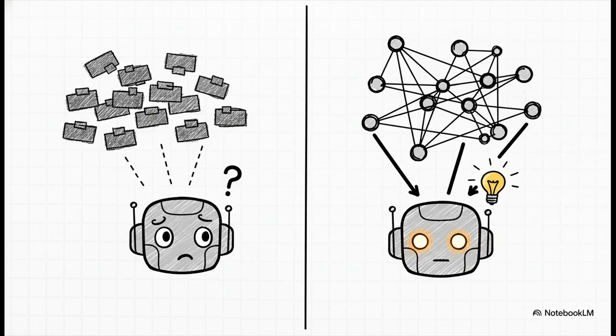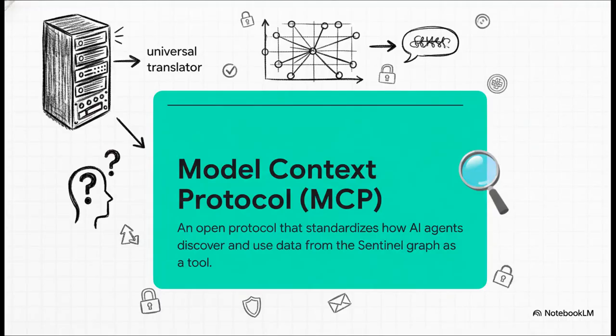A list of log entries is just raw, noisy data to an AI. But a graph is knowledge. It gives the AI the structure it needs to reason over incredibly complex scenarios and connect dots a human analyst might completely miss. The technology making this happen is something called the Model Context Protocol, or MCP server.